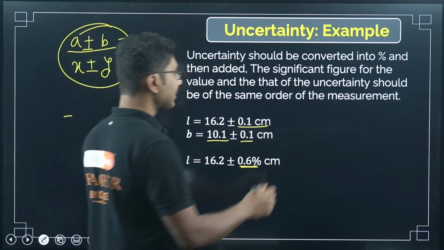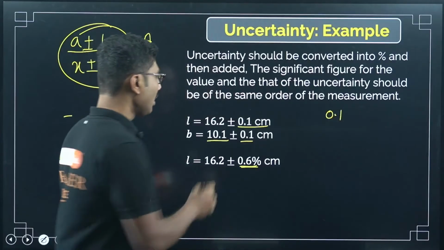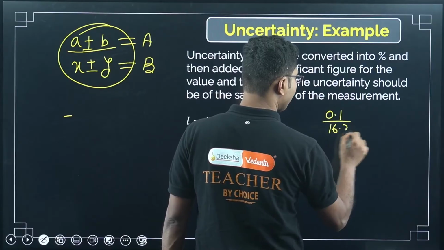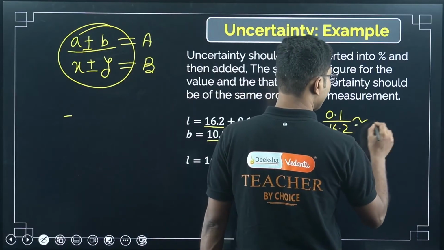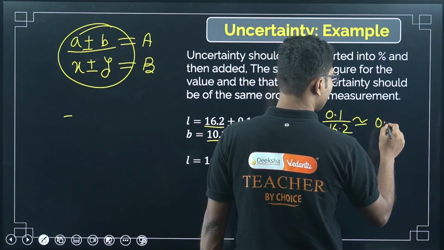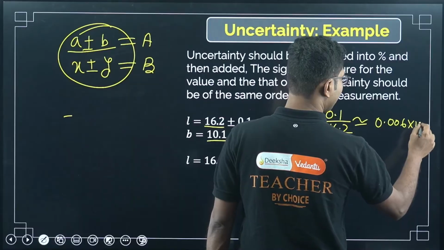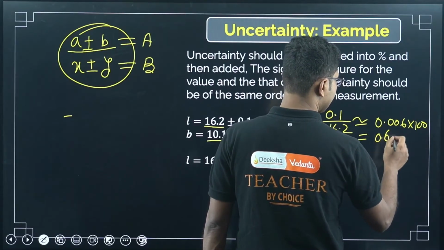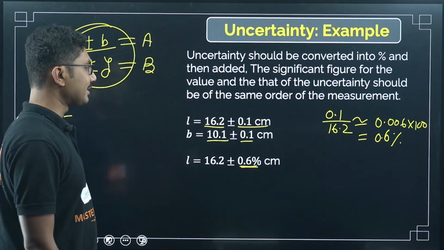How can we convert to percentage? What is the uncertainty? 0.1. What was the measured value? Measured value is 16.2. So, you have to divide it, and you will get a value. Here in this case it will be 0.006. You have to multiply with 100 to get it into percentage, so you will get 0.6%.